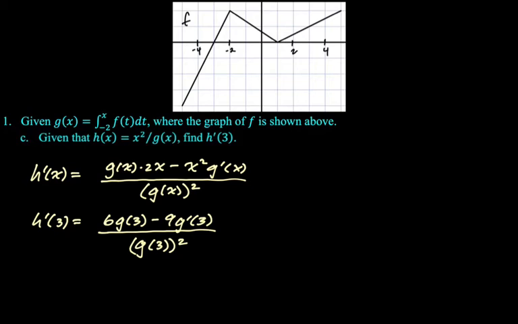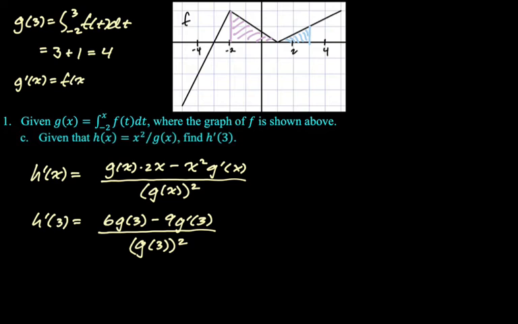We need to know g of 3 and g prime of 3. So g of 3 is going to be the integral from -2 to 3 of f of t dt, which again, geometry. So we got a triangle, which I think has an area of 3, and a triangle, which I think has an area of 1. So this is going to be 3 plus 1, which is 4. Then we need g prime, which we know is f of x.